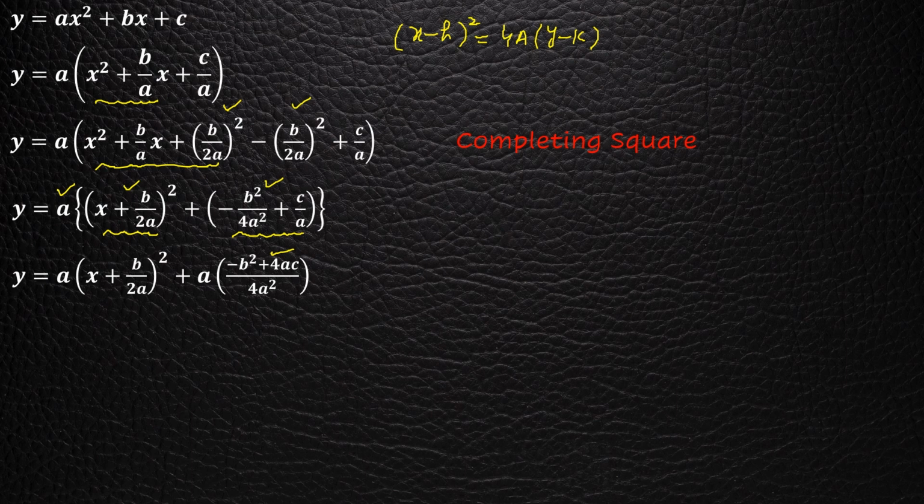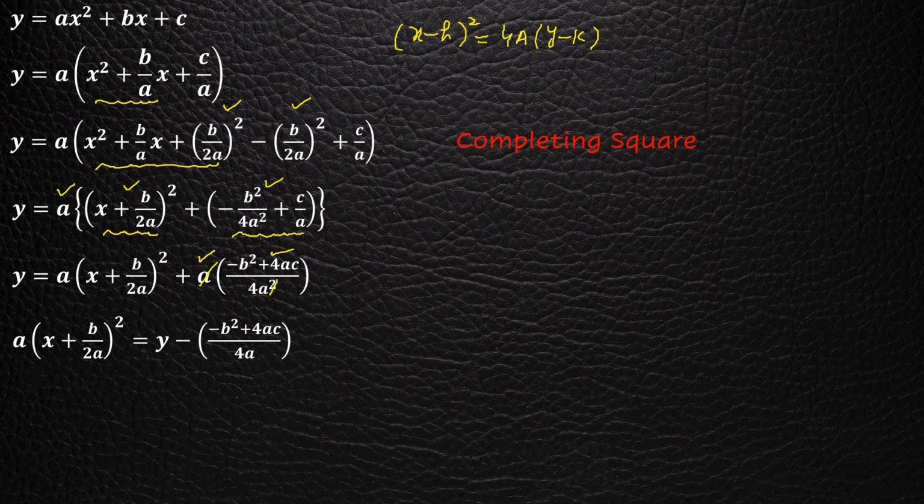Now we can write this equation in the form a into x plus b over 2a whole square is equal to y minus b square plus 4ac over 4a. Here one of the a has been cancelled. Also, the remaining term has been transposed to left hand side. So it has been written as a into x plus b over 2a whole square is equal to y minus b square plus 4ac over 4a.